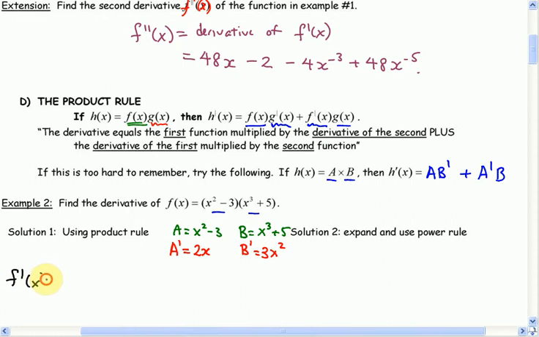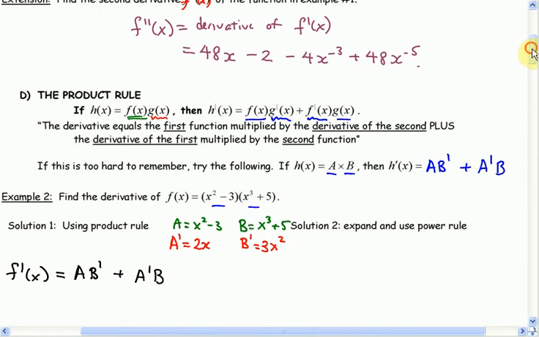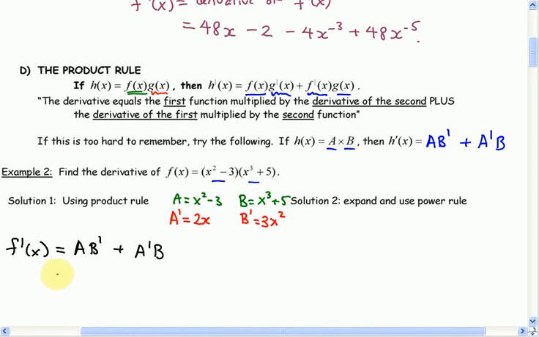F prime of x. Here's the rhythm. It's A, B prime plus A prime B. Say it to me. A, B prime plus A prime B. Thanks, that one person who said it with me. So, all you need to do now, since you know all the parts, is just to plug it in.